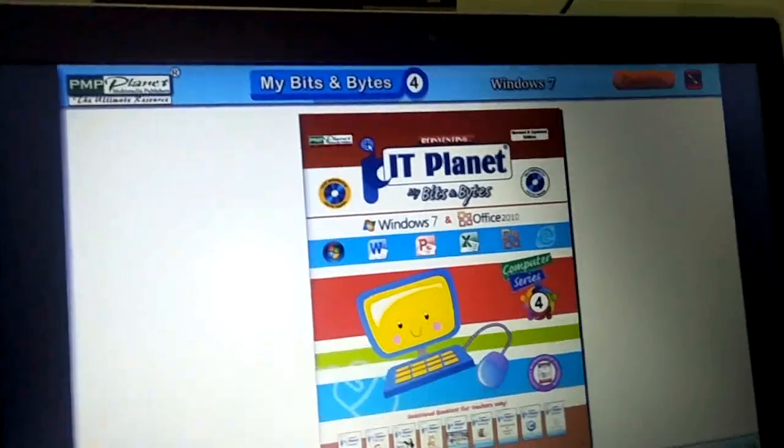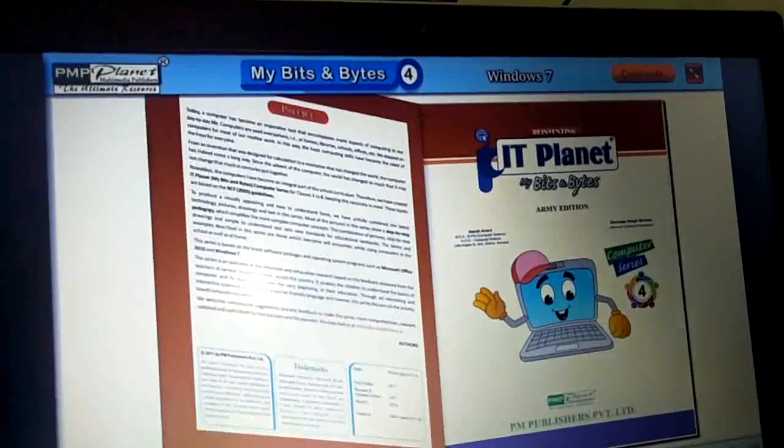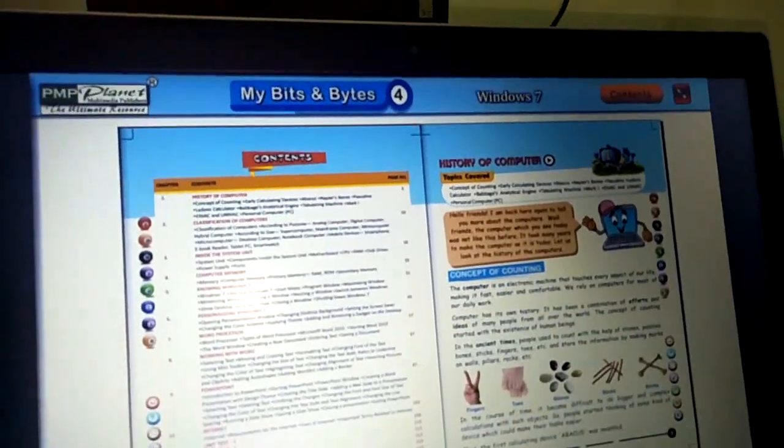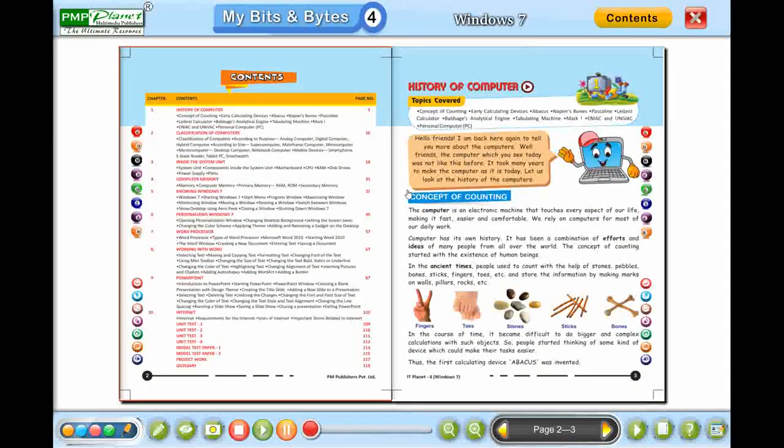Yes, this is your book cover. Now we open this book. Here is your first chapter, History of Computer. Yes, dear children, our first chapter is History of Computer. Topics covered in this chapter.